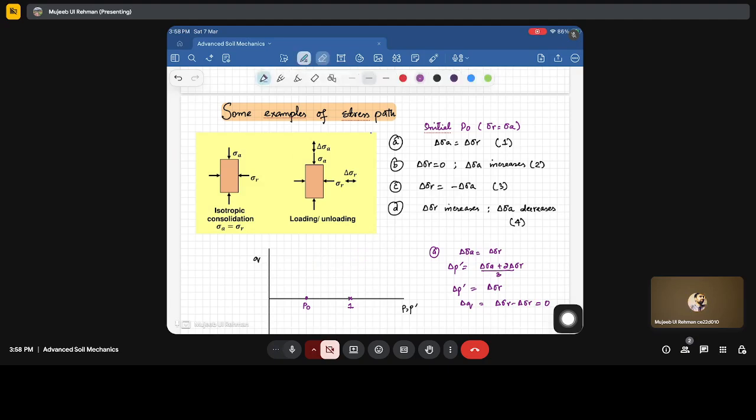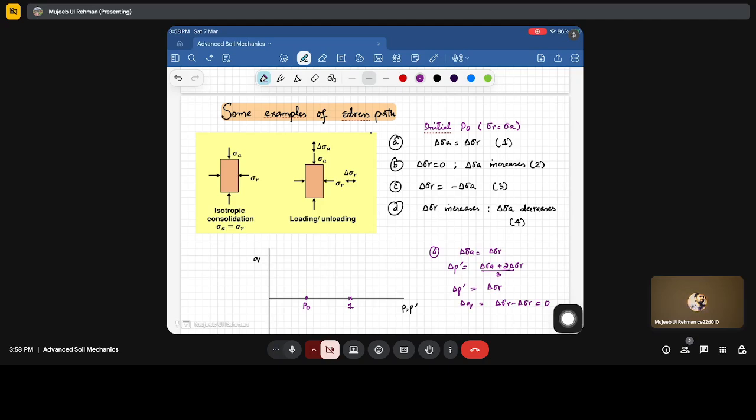Now the first case, delta sigma A is equal to delta sigma R. What we have done is we have increased the axial and radial stresses by an equal increment. Let's assume there was a confining stress of 30 kPa. We are increasing the axial and radial by another 30 kPa in both the x and y direction.